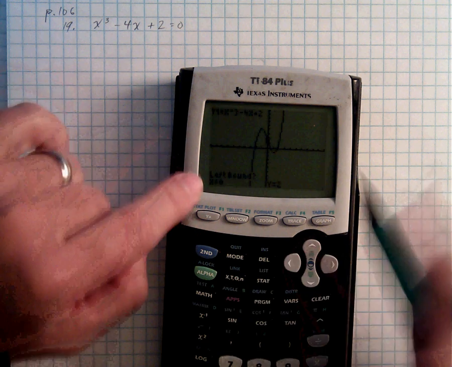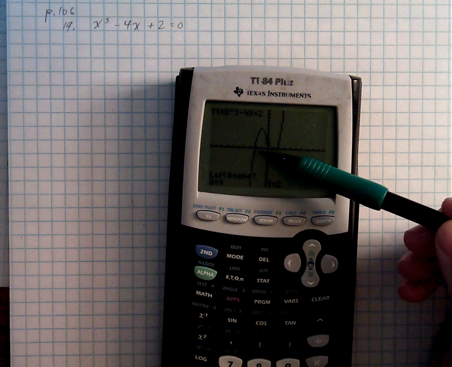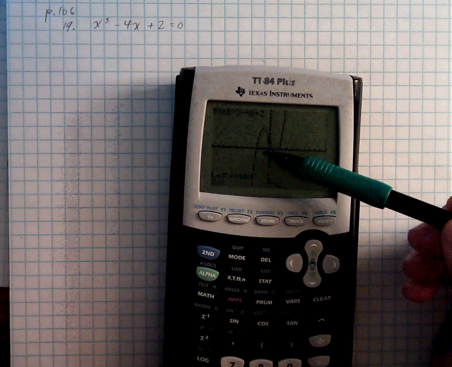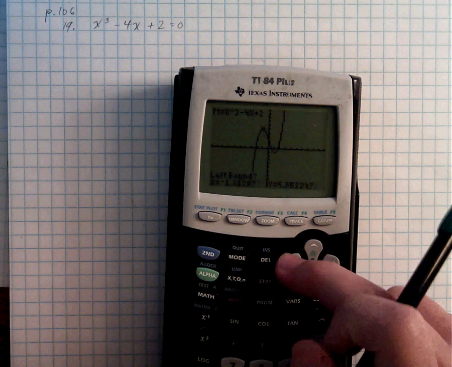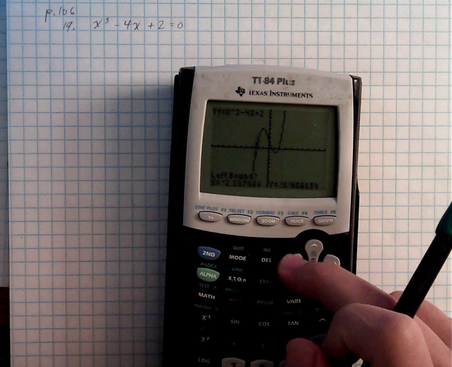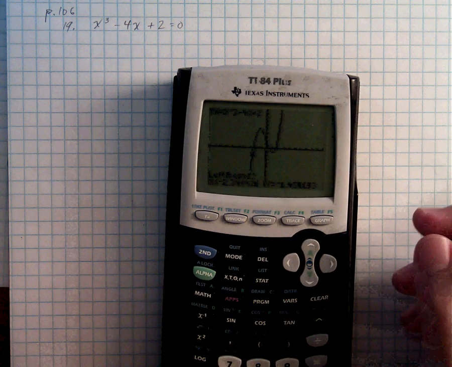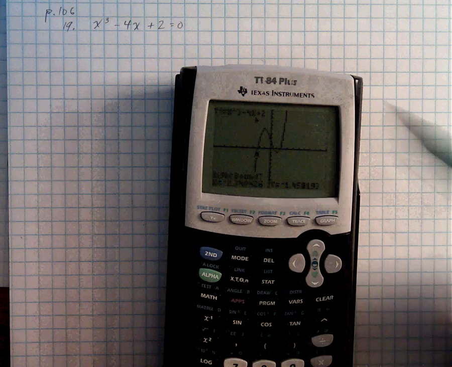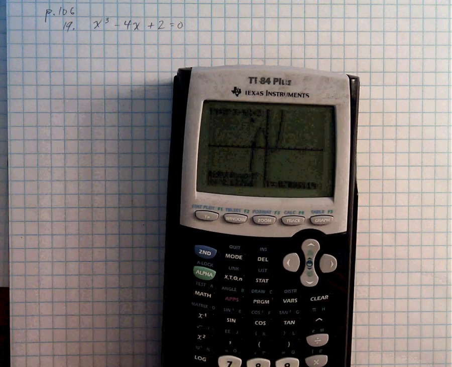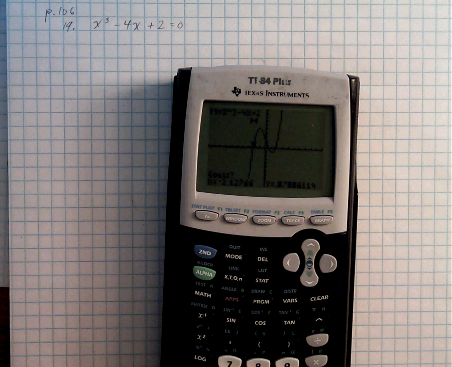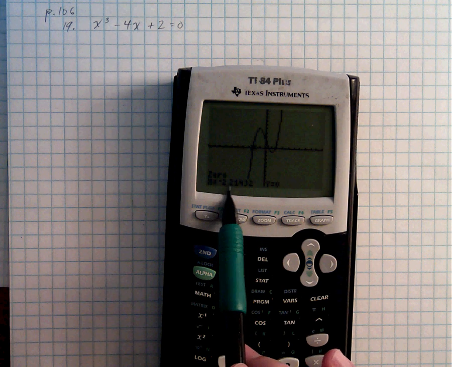We've got 3 of them we have to do. Let's do this leftmost solution first. I have to be to the left of it, which means below it. So left bound, yes. Then it asks for right bound, so I go to the right, which is above it, hit enter, and then guess, yes. And it's approximately -2.21.